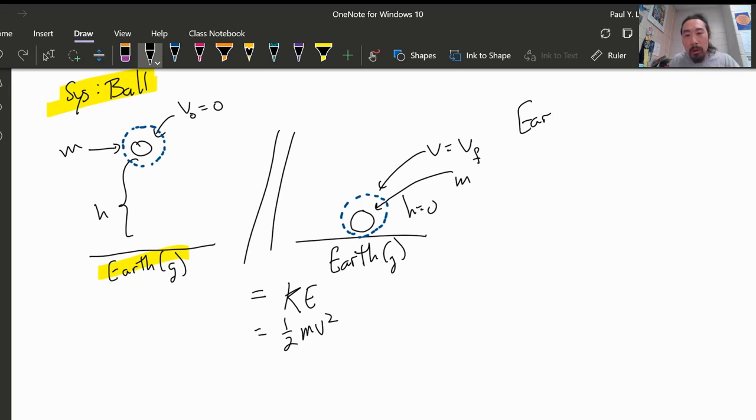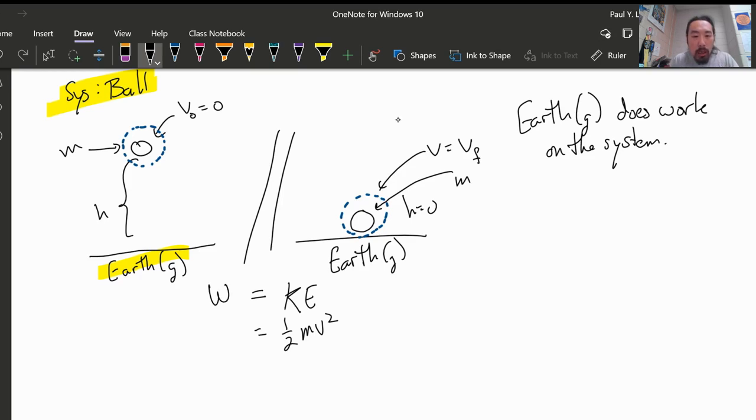So the Earth or the g does work on the system. That's just one of those things where the problem doesn't really change. It's just how we look at the problem. That's the big thing that changes. So we can say that the work done by gravity will equal the kinetic energy.